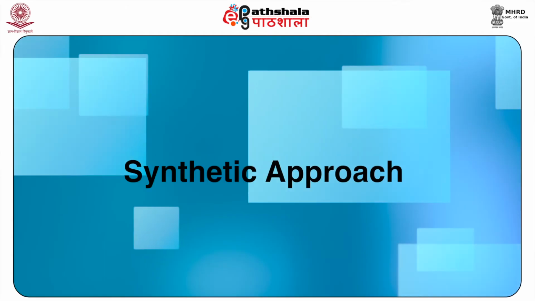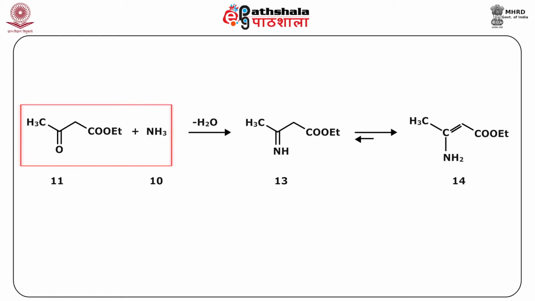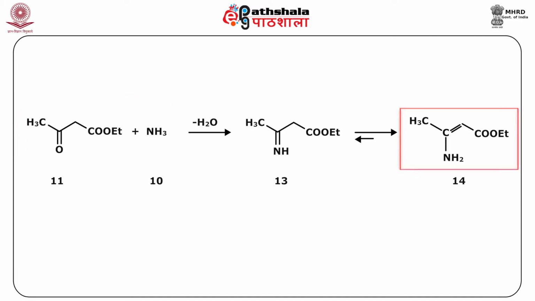Synthetic approach. The synthesis of ethyl 2,5-dimethyl-1H-pyrrole-3-carboxylate, represented by the structure 8, is given in the figure. The target molecule is synthesized from the simple and easily available starting materials ethyl 3-oxobutanoate 11 and ammonia 10, and explained in simple steps. In step 1, the reaction between ethyl 3-oxobutanoate, given by the structure 11, and ammonia gives the corresponding amine represented by the structure 14.